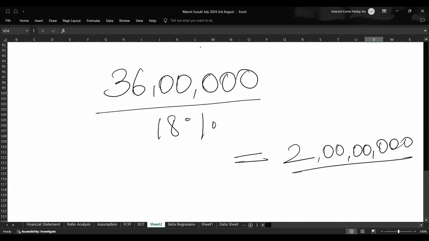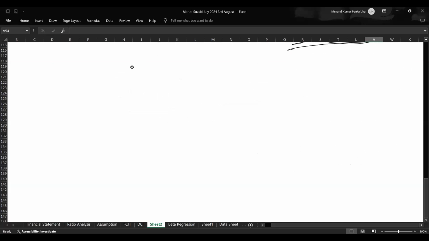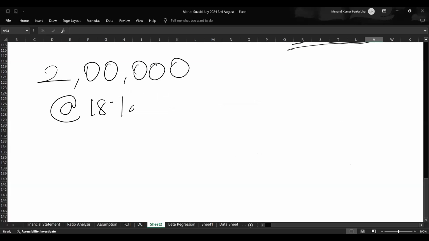You will get the value of 2 crores. Conversely, think of it this way. Let's suppose you have 2 crores and you are able to generate an 18% return per year. What would be the return that you are going to generate every year, till perpetuity?